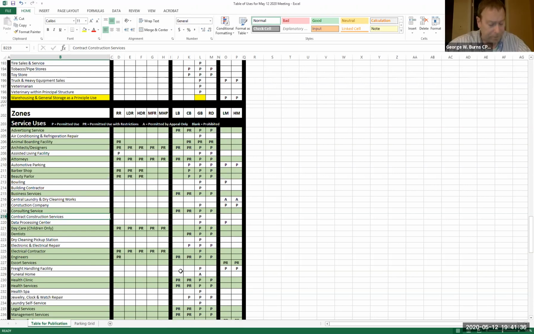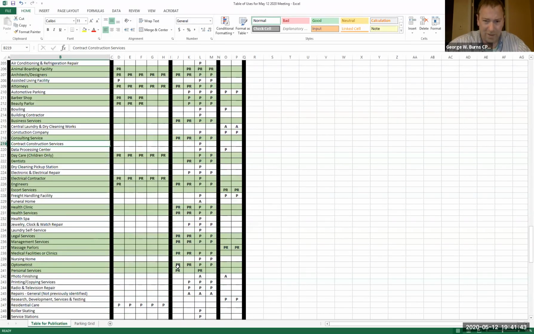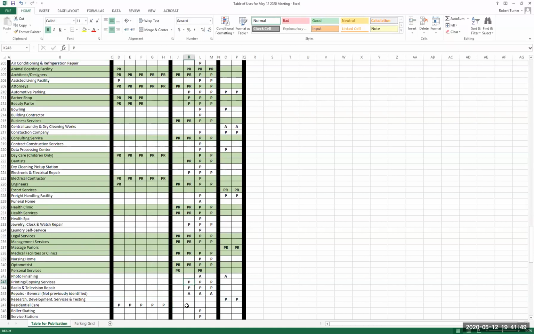I got you. Number 9, printing, copying is allowed in central business. I would like to not have printing and copying. So you don't want Kinko's or FedEx in the central business district?